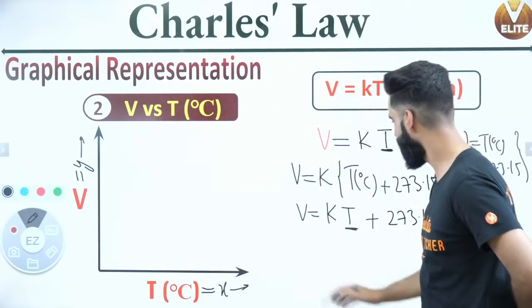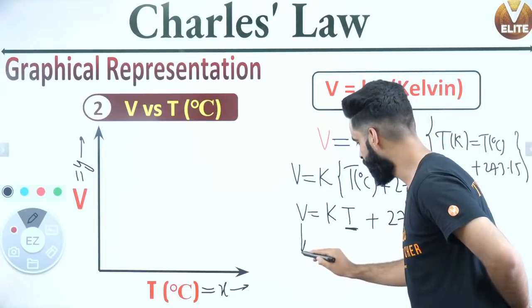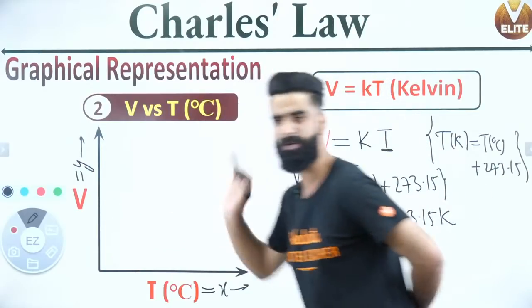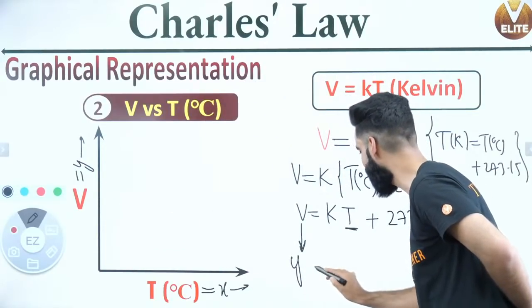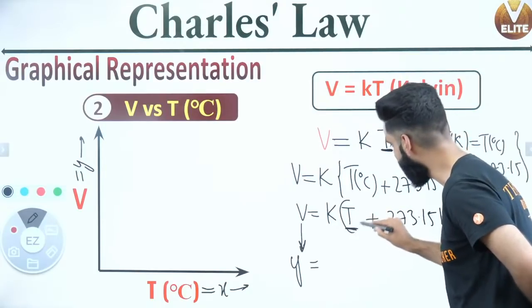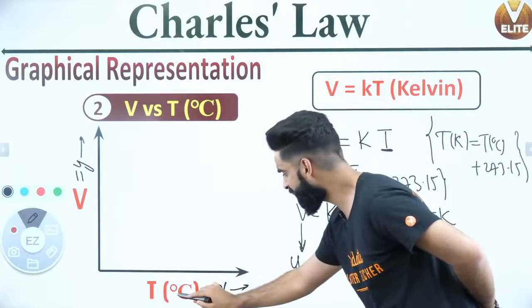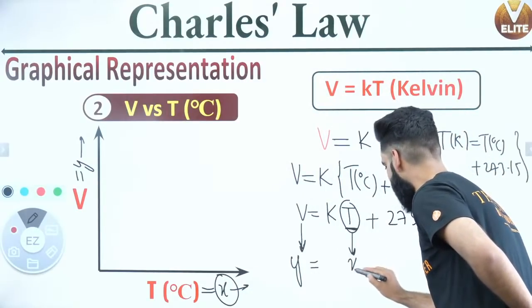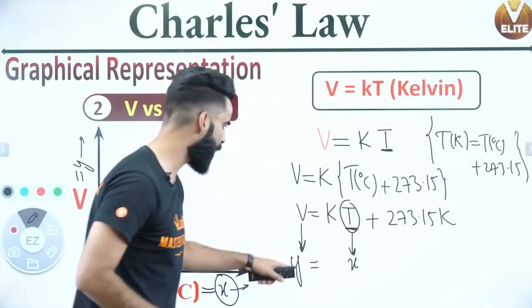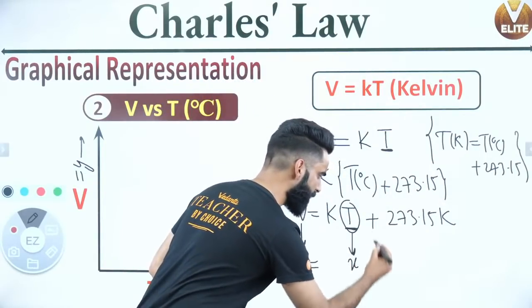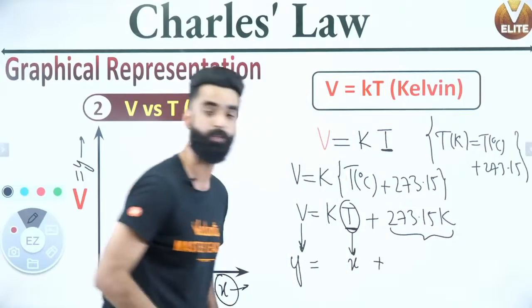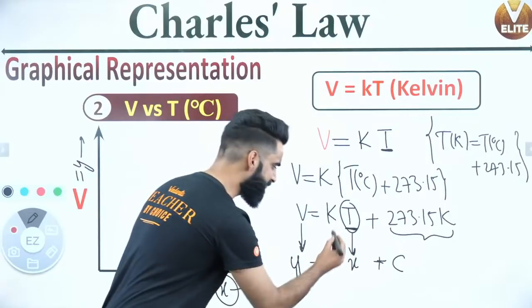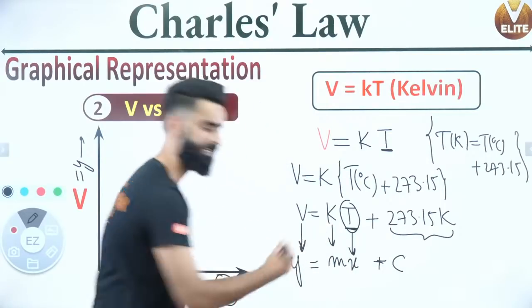So can I replace this volume simply by y? Y is equal to this temperature, which is in degree centigrade and which I'm plotting along x, so instead of this temperature it's going to be x. Over here I've got a plus sign, and this 273.15 K is going to be my intercept, which I represent by C, and this K is going to be my slope, which I represent by m.